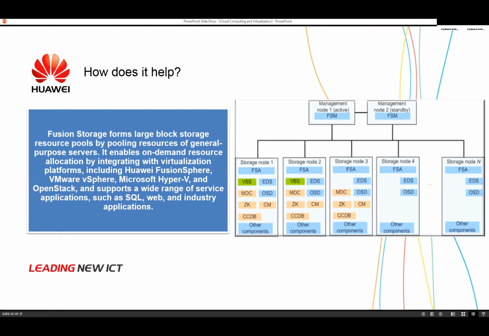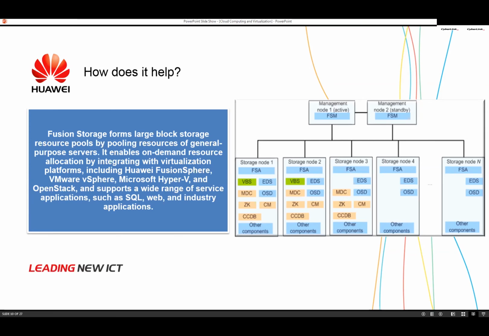Now, in slide number 10, you can see the architecture of Fusion Storage. We will see here these components, for instance, FSM, FSA, VBS, MDC, ZK, CM, CCDB. We're going to go a little bit in depth about what these terms mean and what they mean for Fusion Storage.